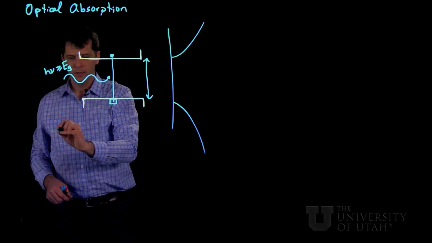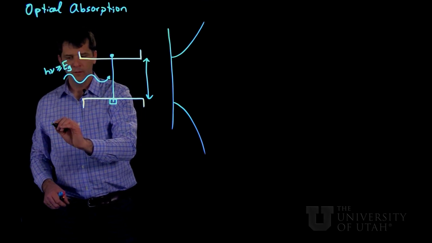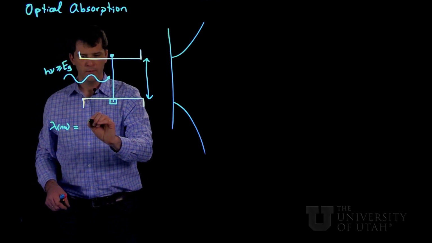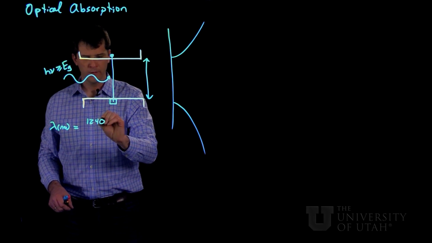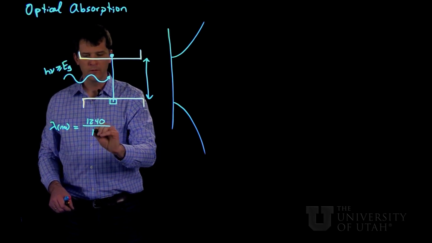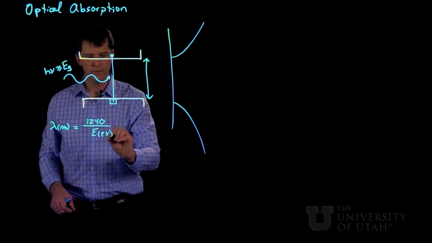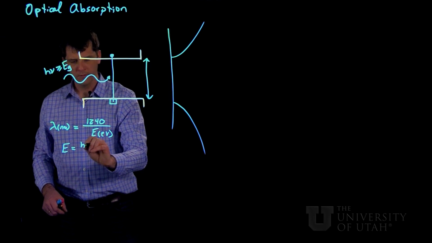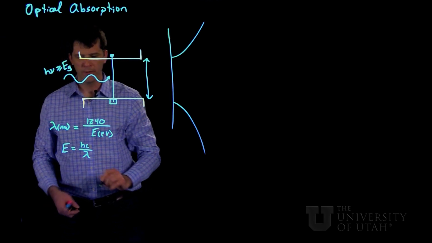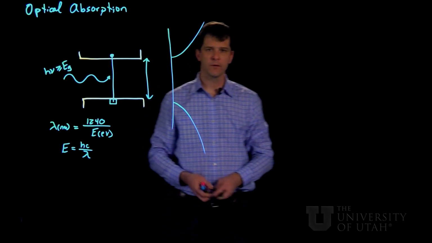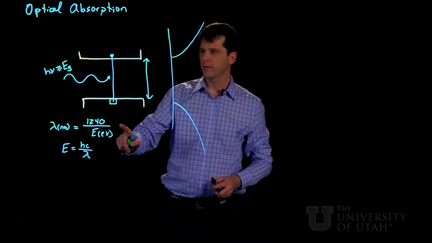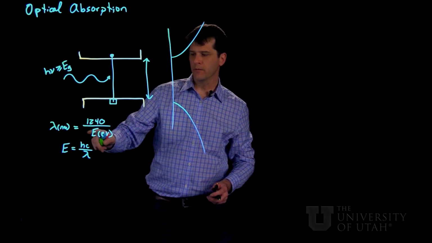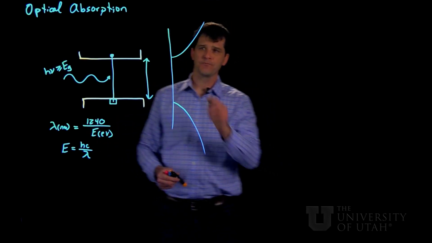It's worth mentioning that there's a simple relationship between wavelength in nanometers and energy in electron volts. So the number turns out to be 1240 over E in eV. And this comes from E equals hc over lambda. And you substitute in the values of Planck's constant and the speed of light there. So this can let you transform between the band gap wavelength and band gap energy easily.